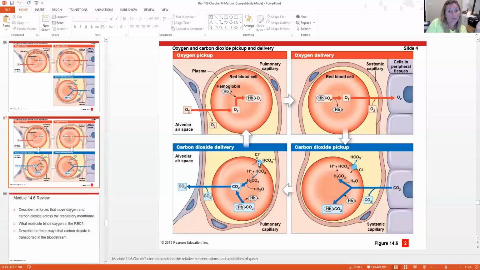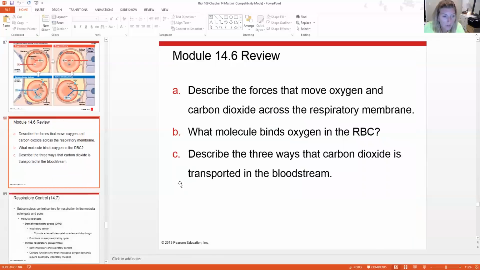Our bicarbonate is coming back in, our chloride is being shifted back out, our bicarbonate is combining with the hydrogen ion to form carbonic acid, converted back into carbon dioxide. Our carbamine hemoglobin is losing the hemoglobin, converted back to carbon dioxide, and the carbon dioxide from the blood is being transported back out into the alveoli as well. Then the whole process starts again. You can pause the video here and go back and review.